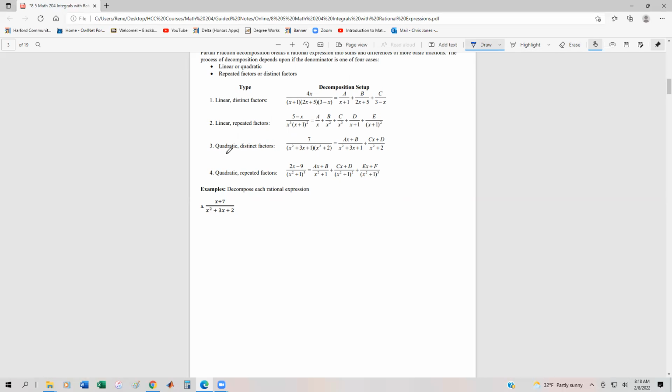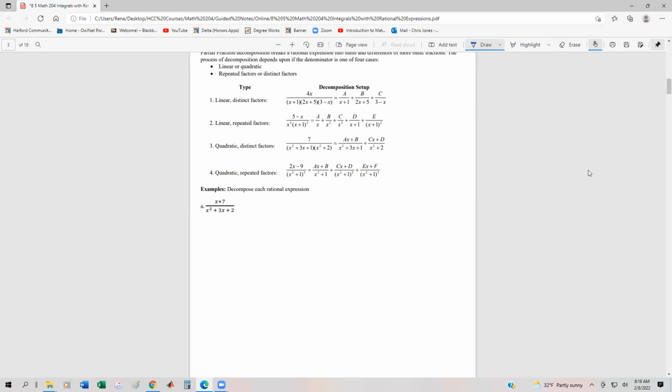Unfortunately, if we have quadratic factors, instead of using A, B, and C, we're going to have to use Ax plus B and Cx plus D for each of the unique quadratic factors. And if we have a quadratic repeated, similar to linear repeated, each power, so notice we have 3 powers, is going to have its own partial fraction. Usually when you start getting into the quadratics, that's when it gets a little bit tougher.